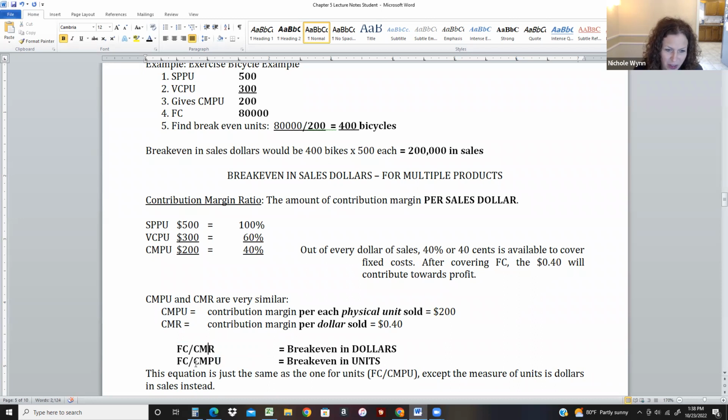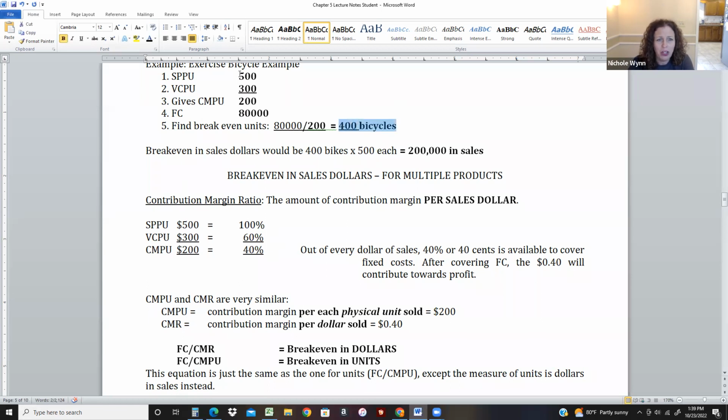This is the answer in units, and this is the answer in dollars. So in general, I don't compute the CMR unless I need it for a problem. You have to use a CMR when you have multiple products because you have several different PUs. You make a certain amount on different product lines. So you have to use the CMR when you have multiple product lines. But if I'm only selling one product line, I just use the units and then I just convert it to dollars.